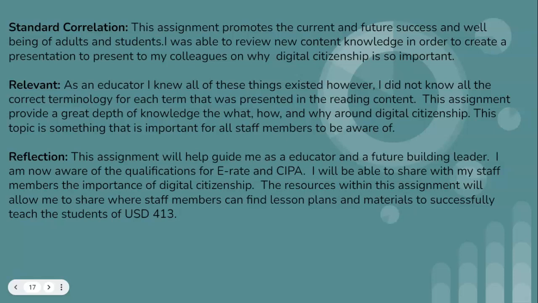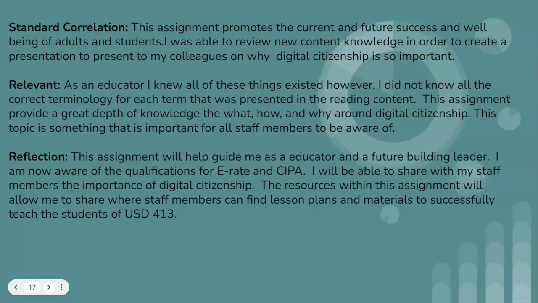This assignment provided a great depth of knowledge for the what, how, and why around digital citizenship. This topic is something that is important for all staff members to be aware of. This assignment will help guide me as an educator and a future building leader.